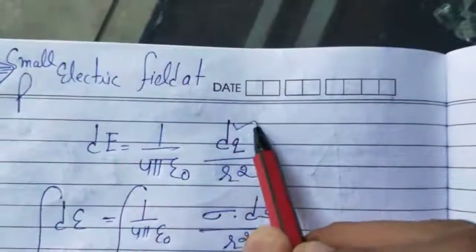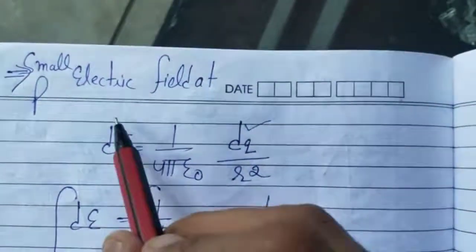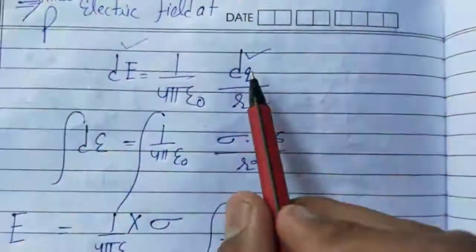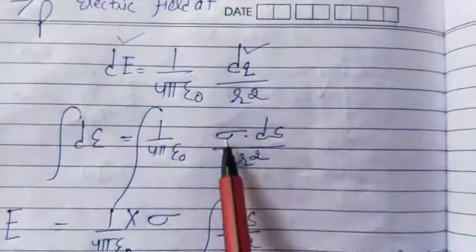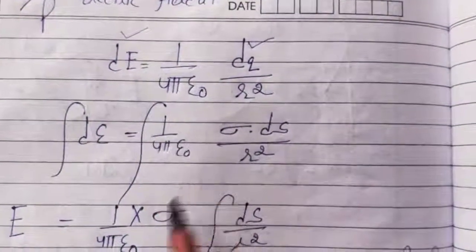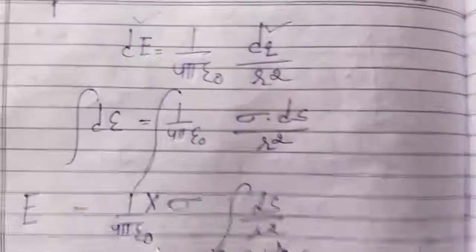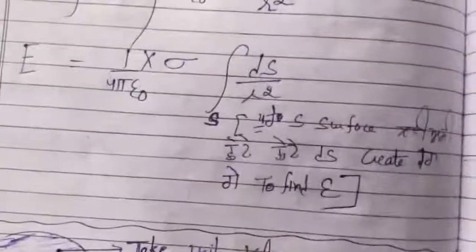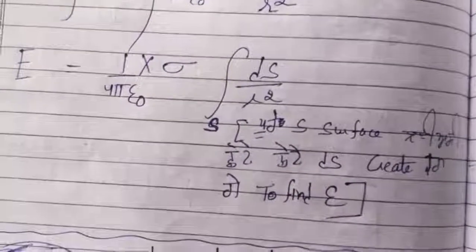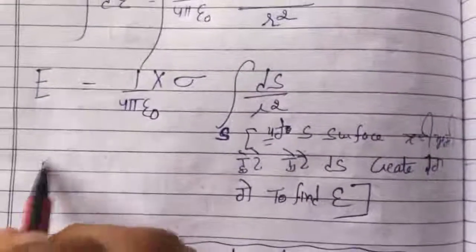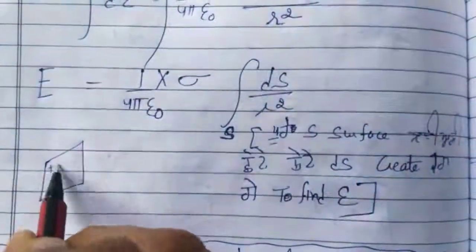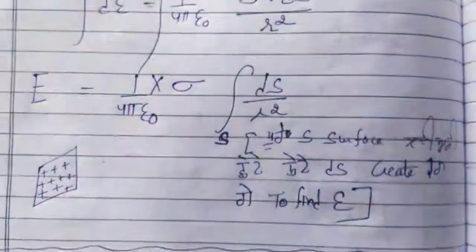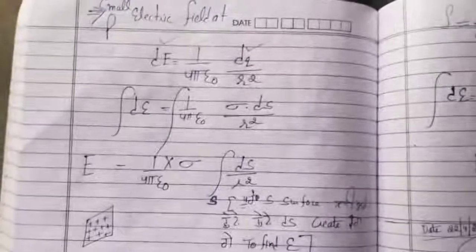for if dq amount of charge is there, what will be the value of electric field dE. We have now put the value of dq, sigma into ds upon r square. Sigma is also constant, 1 upon 4 pi epsilon naught is also constant. It will come outside: ds upon r square. So integrate this, you will get the total electric field due to this charge distribution. This area is having a lot of charge, now you will get the total electric field due to this area. So this is the formula. So this is the distribution of a charge.